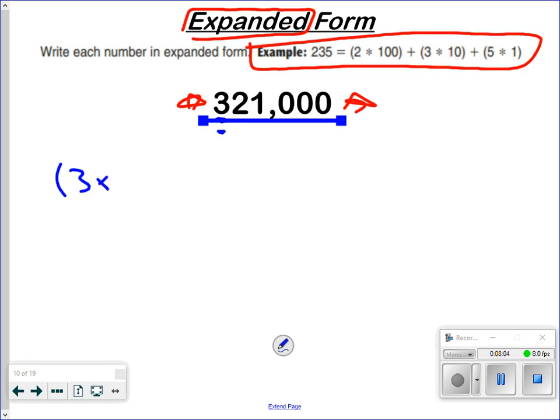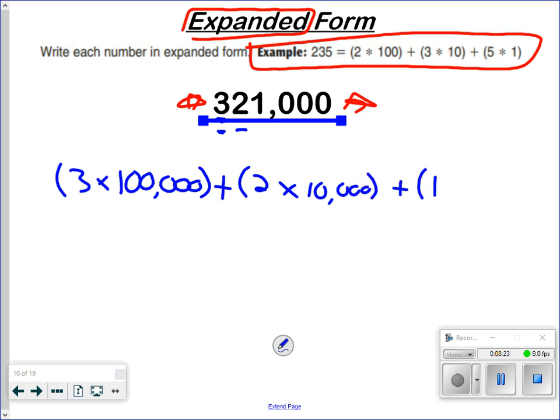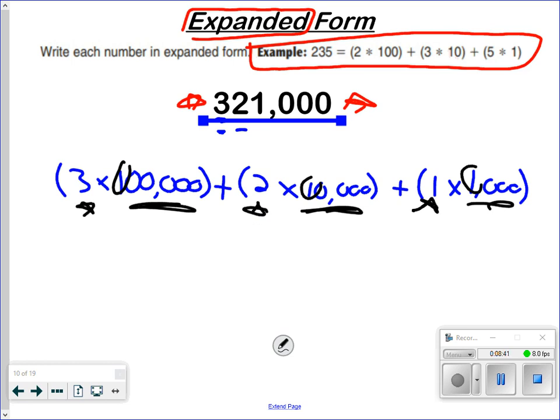It's in 300,000 times 100,000, plus, I've got a 2 here now, 2 times 10,000, plus 1 times 1,000. Keep in mind, kids, and some of you might make this error, all these numbers in expanded form are always multiplied by a power like 1,000. They always have the 1. The only time you have a different number is right here. Okay? Let's do another one together.